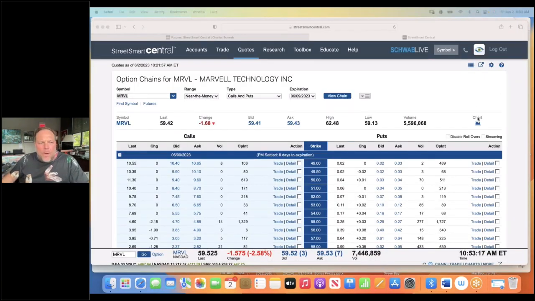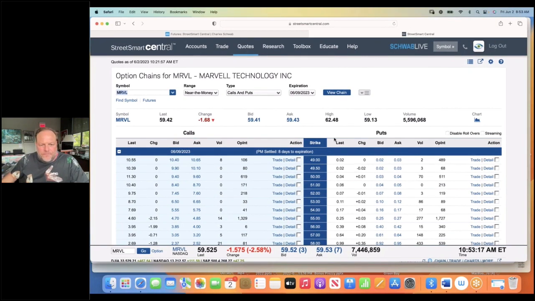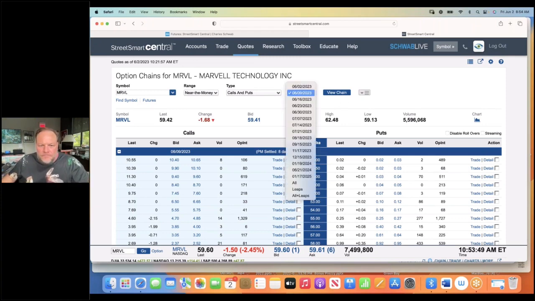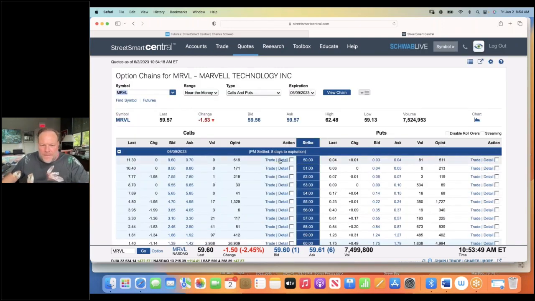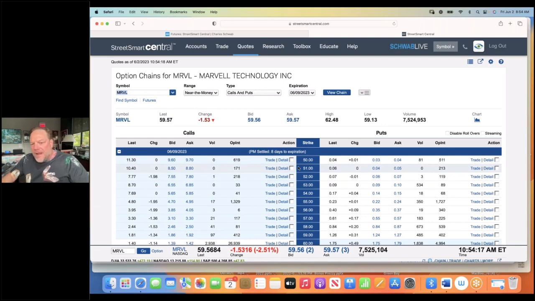So I want to build this out. I want to make this our next money press. And first of all, whatever template or trading platform you have, they're all going to be similar, but of course they all look different. You're probably used to yours right now, unless you're brand new to all this. This is called the Street Smart Central inside of Schwab here. I'm just going to click this again and say view chain. And this lights up the options that expire next Friday, 8 days to expiration right here.